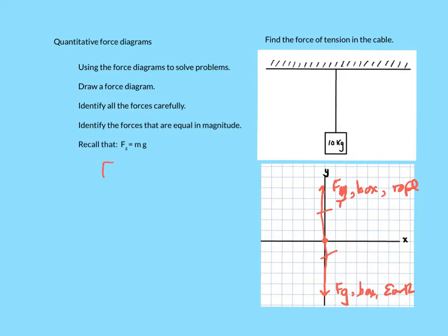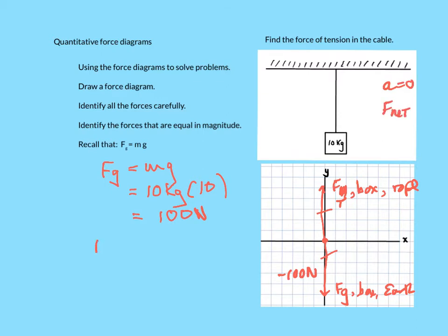So I'm going to set Fg equal to mg, right? And the mass, we need it in kilograms, times 10 gives us 100 newtons. So the magnitude of the weight is 100 newtons. If you want to be really specific, it's going down, so it's negative 100 newtons. Okay, and since the acceleration here is 0, F net is 0, so the force of tension is going to be 100 newtons. Okay, so negative 100 newtons down, and we got 100 newtons up. So the force of tension in that rope is going to be 100 newtons.